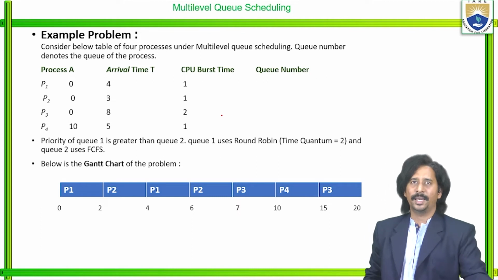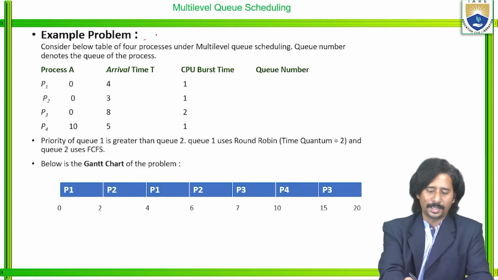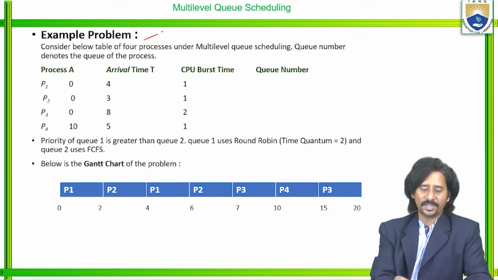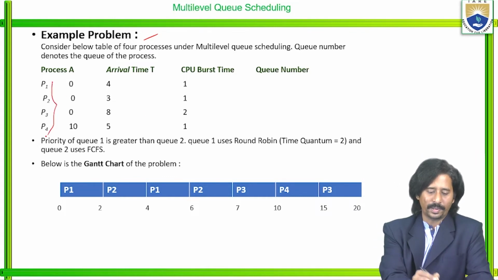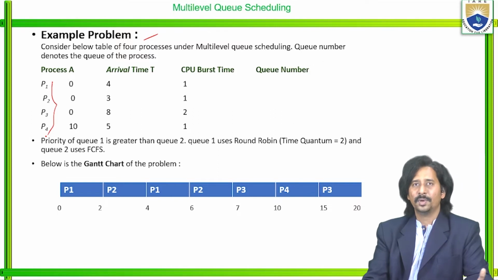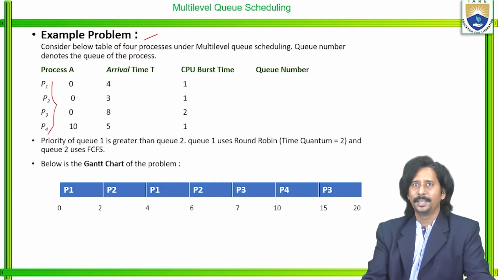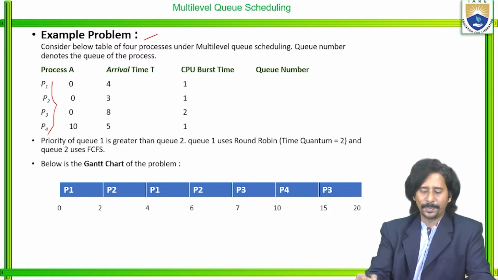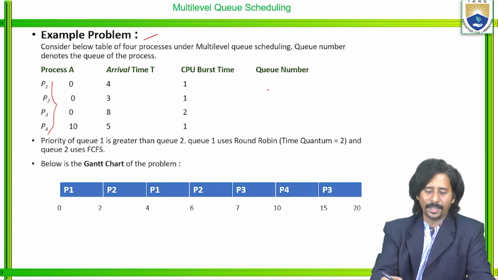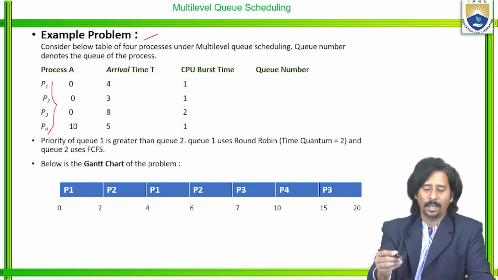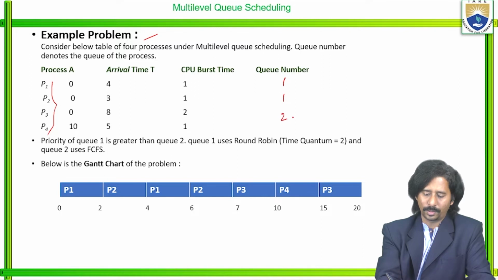So let us look at this example, a multi-level queue scheduling algorithm. This is the example problem. Let us consider the below table of 4 processes P1, P2, P3, P4. Here, in addition to the burst time, we need to represent the queue number, which specifies the queue of that particular process. The queue numbers are 1, 1, 2, 1.